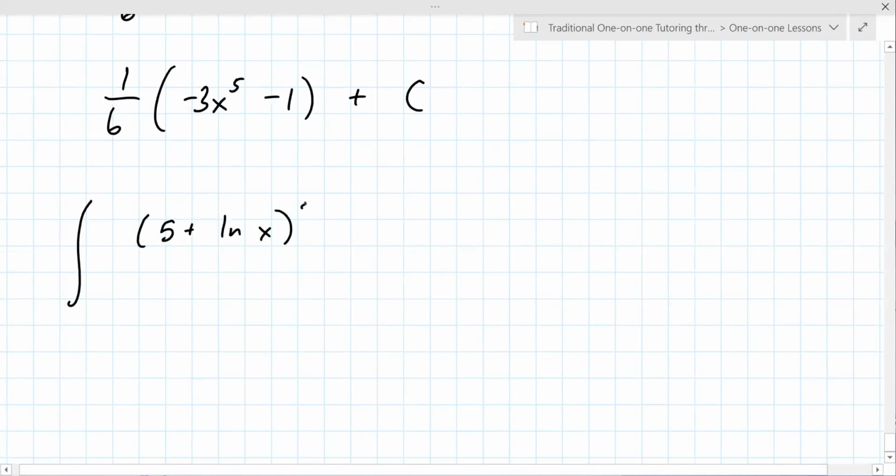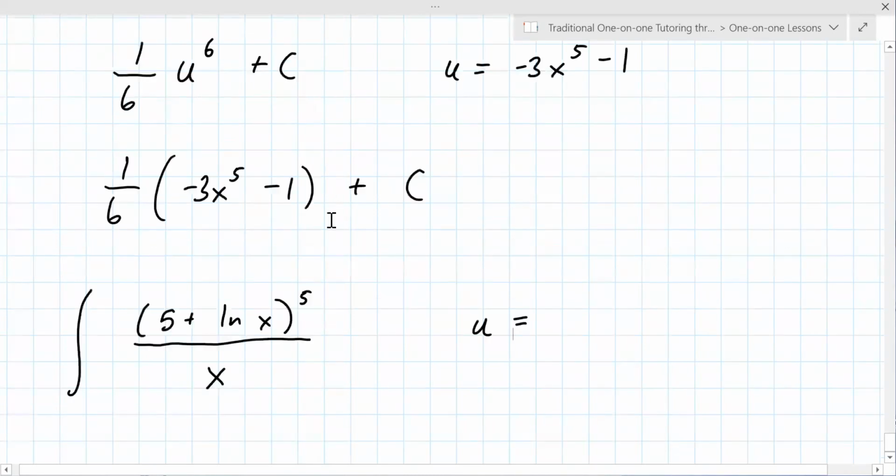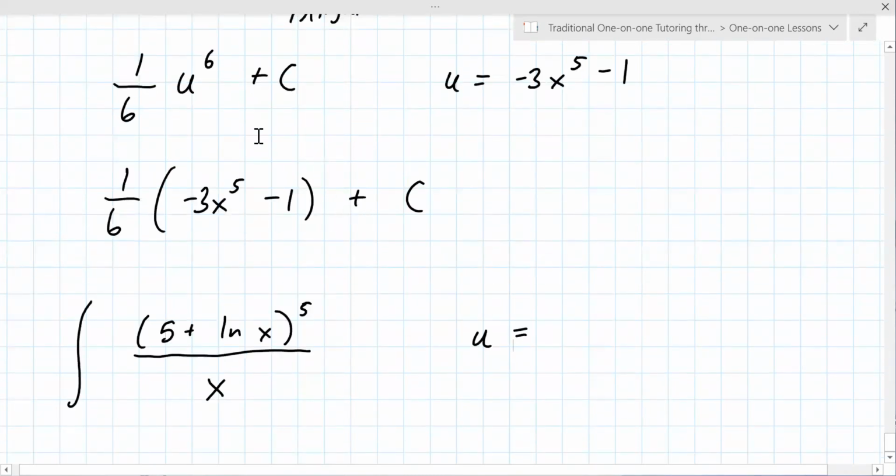The integral of natural log of x to the 5th. Can you write it like the way I said it? Yes. Someday you will write it this way, believe it or not. It will happen. That's 5 plus ln x.